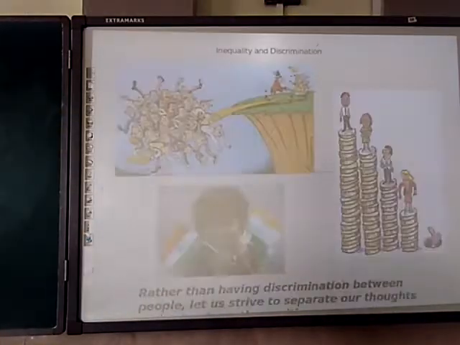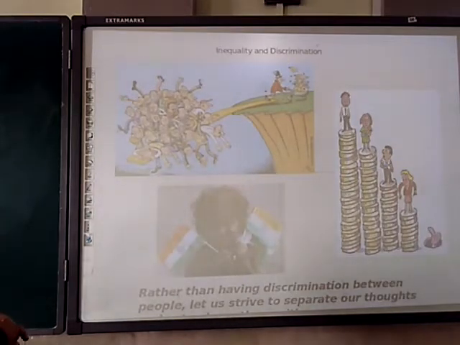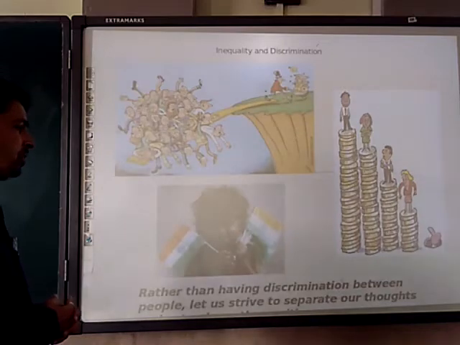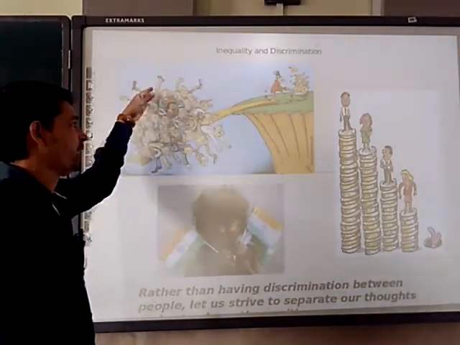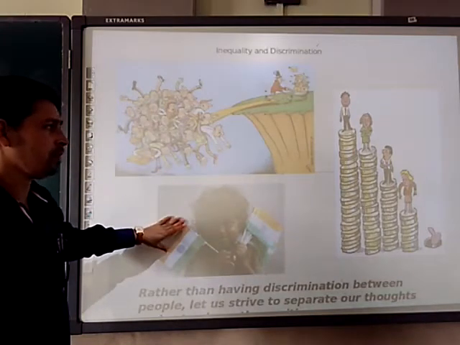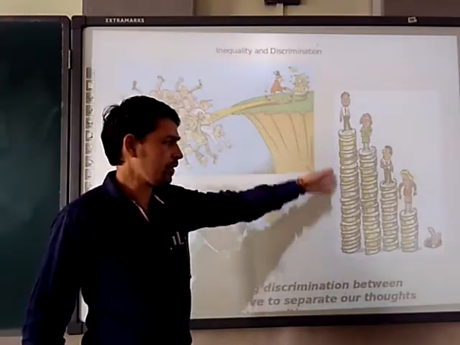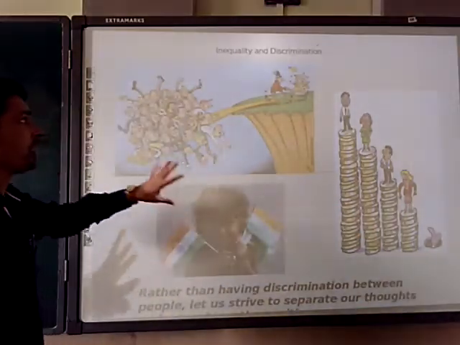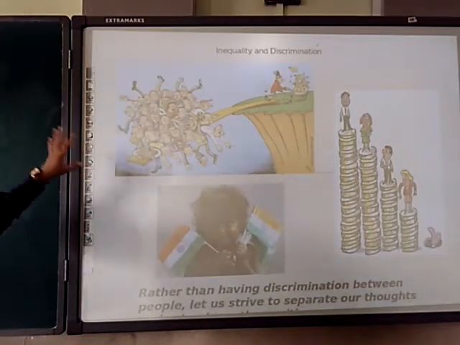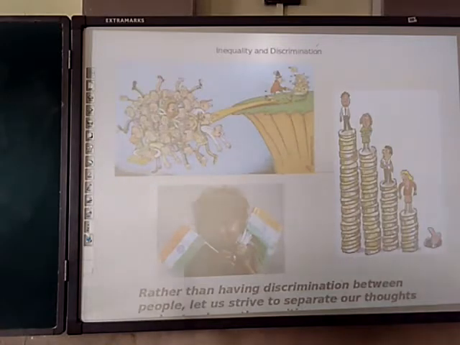Moving further, by this you can understand the discrimination, how rich people and other people look at those who have money power and those who do not have money. By seeing this photograph, you can understand inequality and discrimination on the basis of money power.